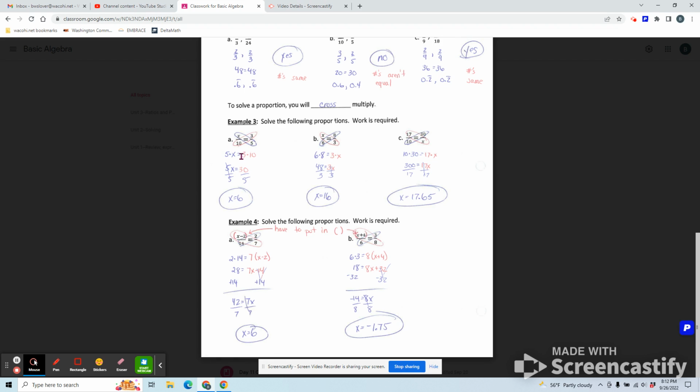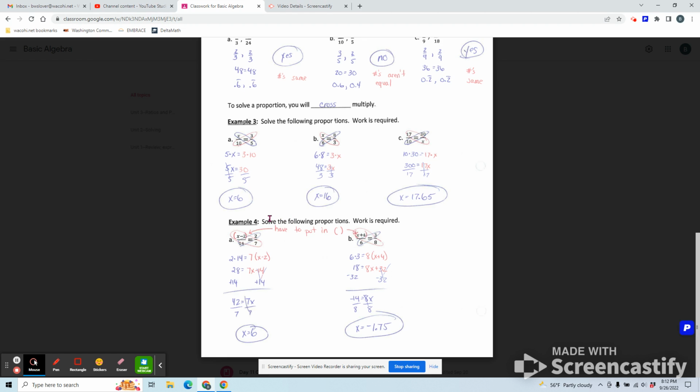So 5 times x equals 3 times 10. I'm showing how I got 5x and how I got 30. Then from there, to undo this multiplication, I'm going to divide both sides by 5, and I get x equals 6. On letter B, very similar, except instead of starting at the top, or the first ratio in the numerator, I'm starting at the bottom, or the denominator in my first ratio. So I'm doing 6 times 8, and then equaling that to 3 times x. And I end up getting 16.